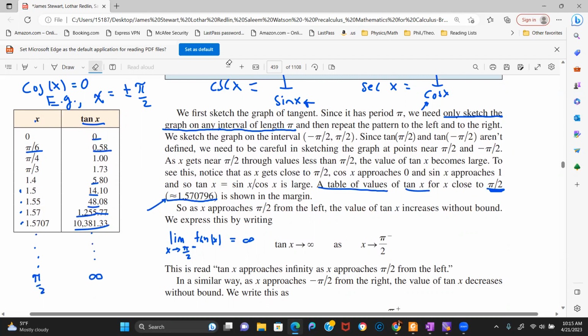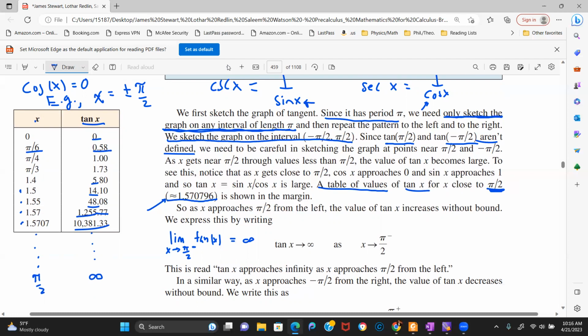Let me back up a little bit though, because I realized I didn't explain something. Because this function has a period of pi, as we noted here, we only need to sketch the graph on any interval of length pi. And as they note, since tan of pi over 2 and tan of negative pi over 2 are not defined, it makes sense to graph tangent up to those points. So as we say here, we're going to sketch the graph on this interval right here.